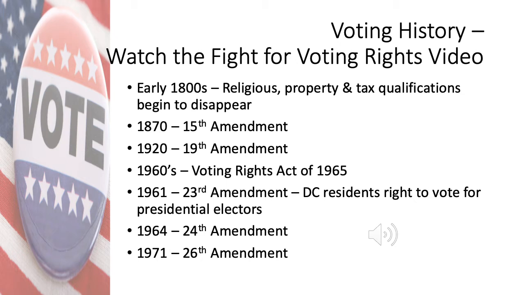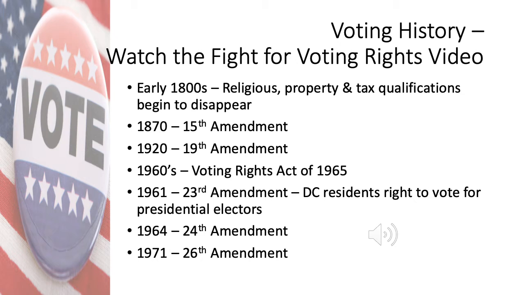In the 1960s, we get the Voting Rights Act of 65, and that enforces racial equality at polling places. So even though we had that 15th Amendment, the restrictions were still in place with the Jim Crow laws, which we have talked about already. So the Voting Rights Act of 65 is important because it enforced restrictions on people who were restricting voting based on race.